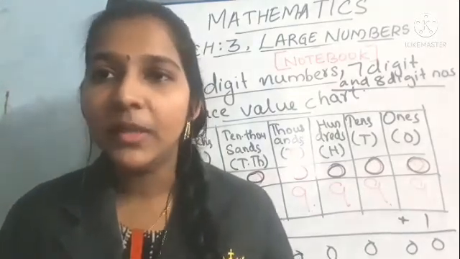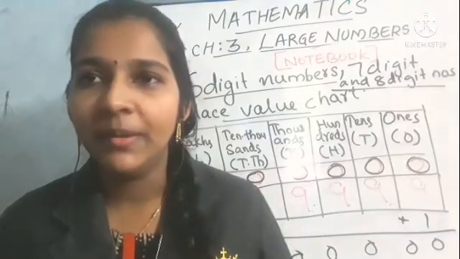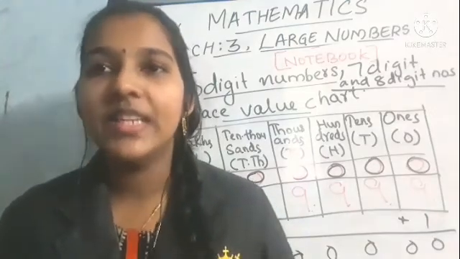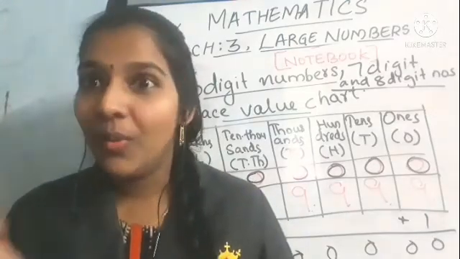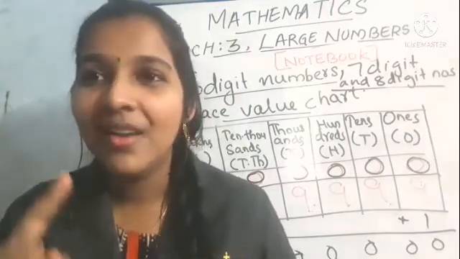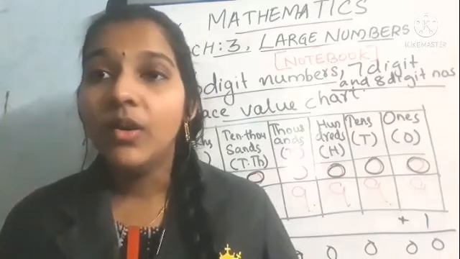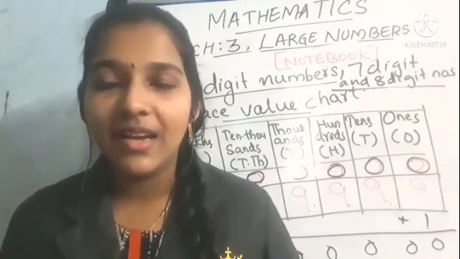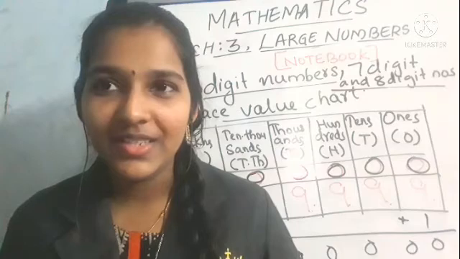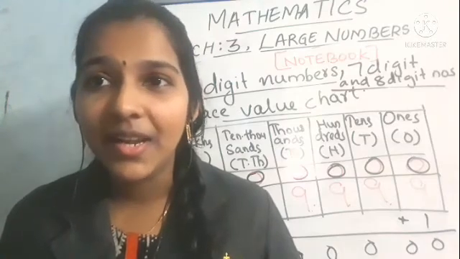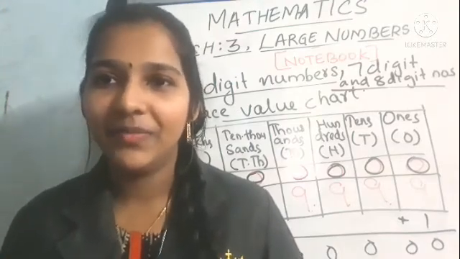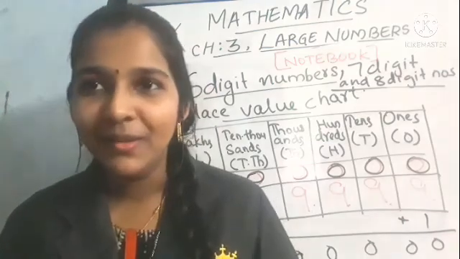Now tell me, which is the smallest 8-digit number? The smallest 8-digit number is 1 crore. Now, which is the largest 8-digit number? That is 9 crore 99 lakh 99,999. Okay, children, is it clear?